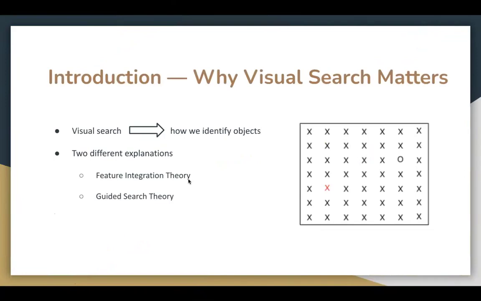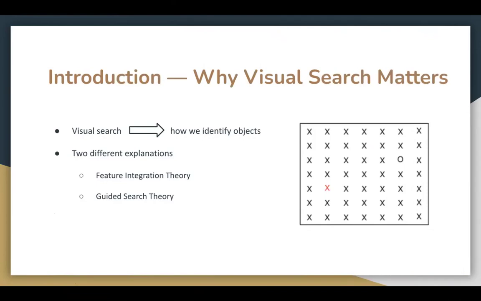For our introduction, we have why visual search matters. Visual search is a cognitive process we use to identify a specific object within a larger visual environment. This process relies on two important concepts that we have studied in class: sensation and perception. Sensation is the information that we receive, while perception is how our brain organizes and interprets that information.